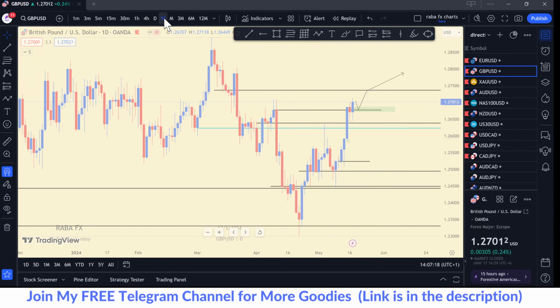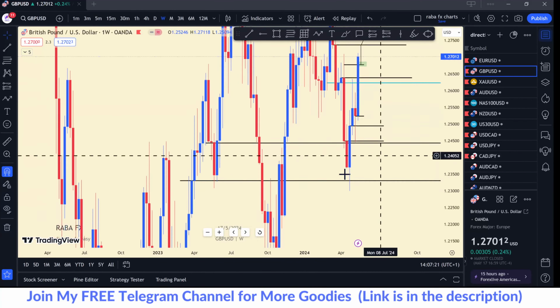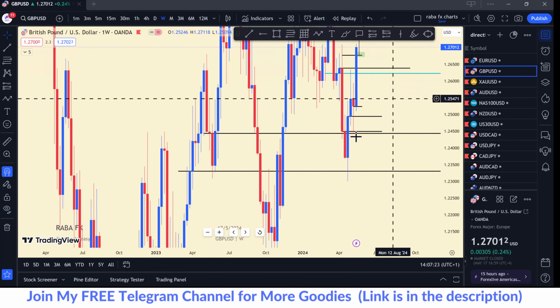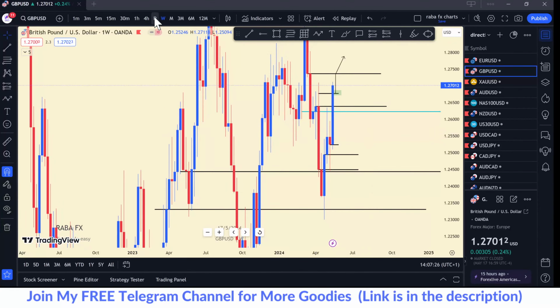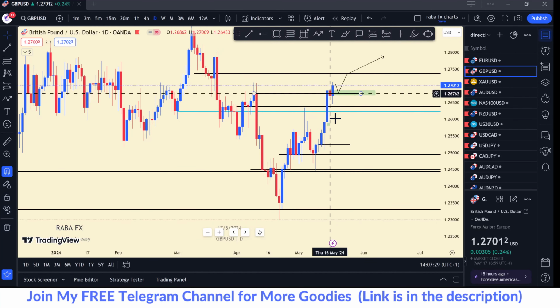Now the swing direction has been bullish. We have been bullish from the weekly. So the market has not changed its bullish stance, even though I was expecting a push down.